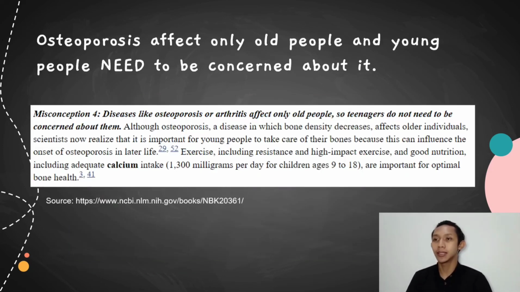So osteoporosis does not affect only old people, and young people need to be concerned about it. As you can see in the slide, according to the article, scientists realized it is important for young people to take care of their bones because it can influence the onset of osteoporosis in their later life. So young people need to exercise regularly, have good nutrition, and also adequate calcium intake, to prevent osteoporosis.